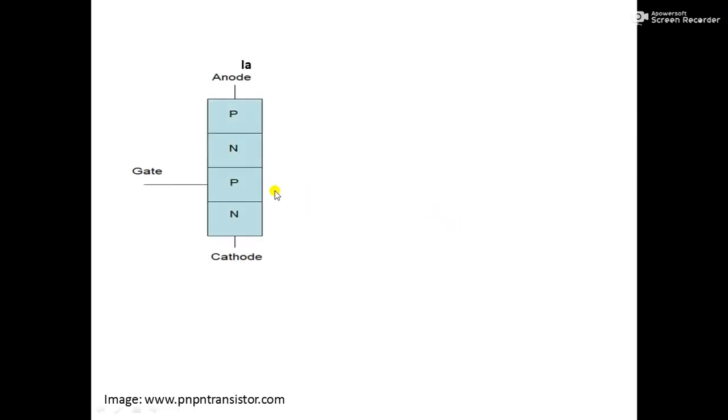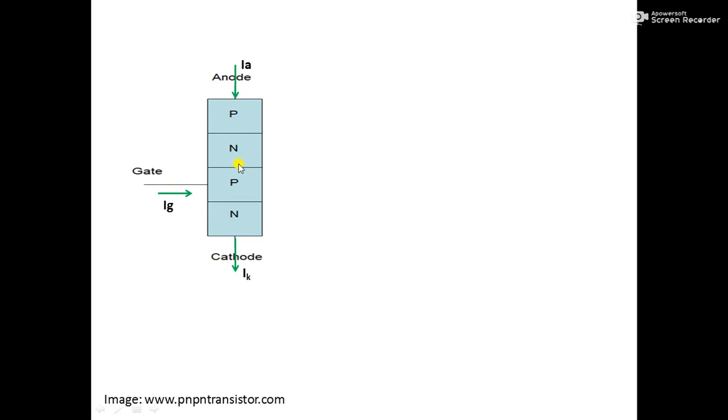Let us first consider a normal SCR construction here, which consists of 4 layers PNPN with 3 junctions J1, J2, J3. And it has got 3 terminals, anode, gate and cathode. So the current flowing from anode will be IA, current flowing through cathode will be IK, current flowing through gate will be IG. This is what we already know.